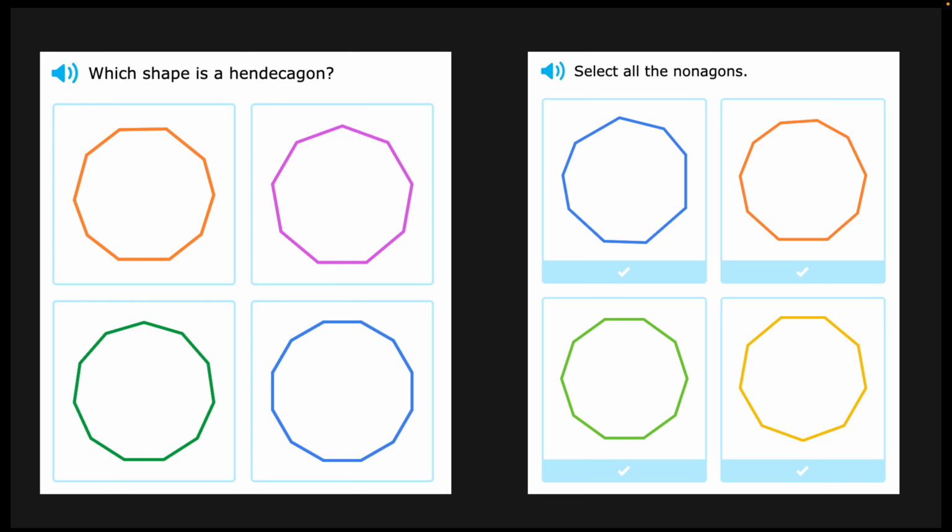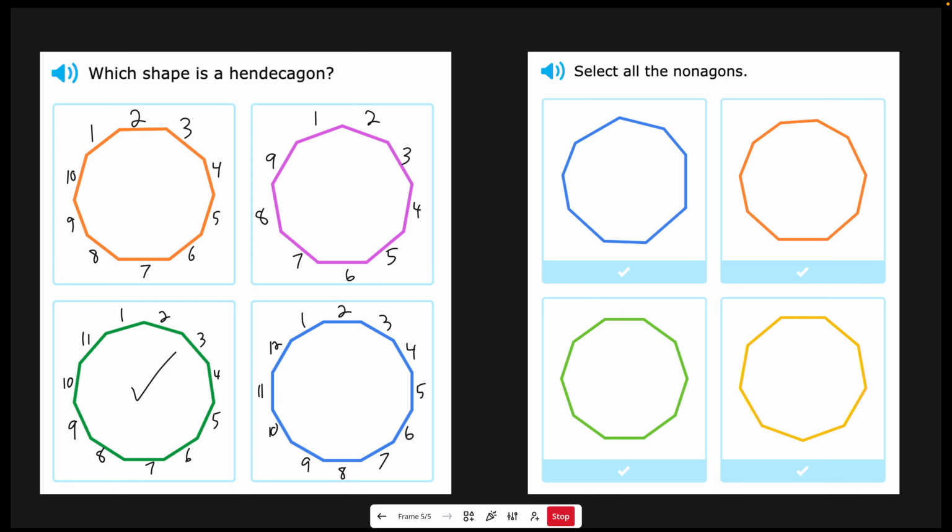Okay, now that you've had time to work these problems, let's check your solutions. For the first problem, they're asking for a hendecagon, which is an 11-sided. I just numbered all my sides, found the 11-sided shape, which is the green one in the bottom left.